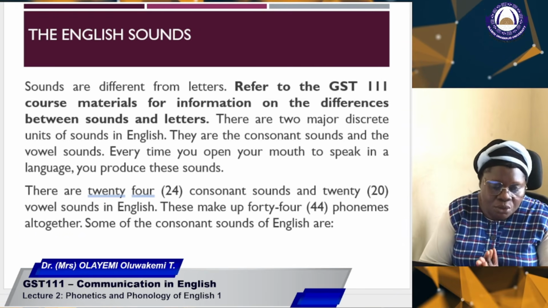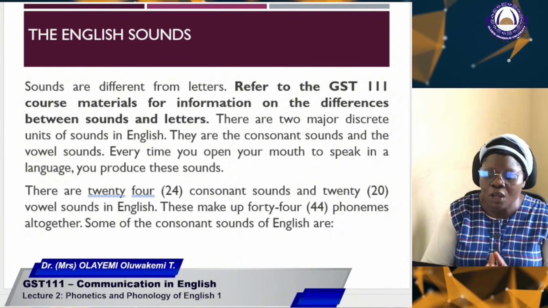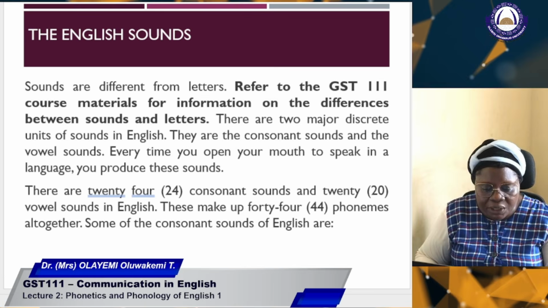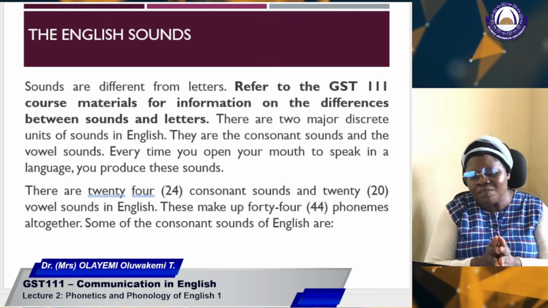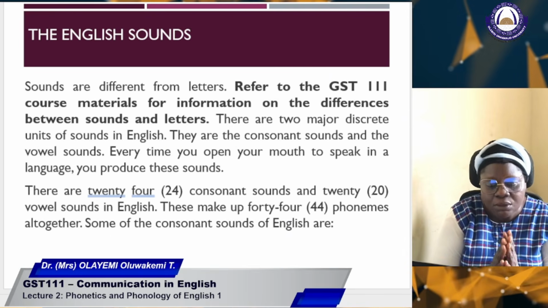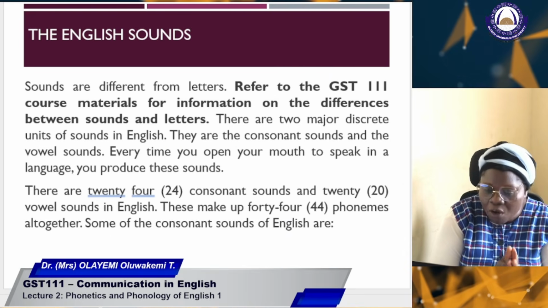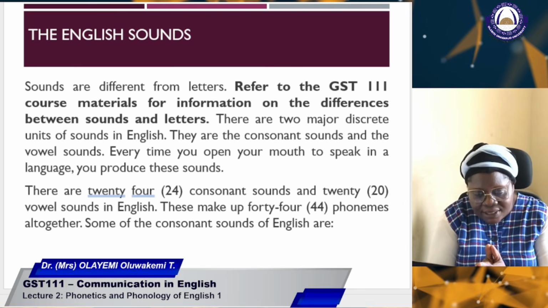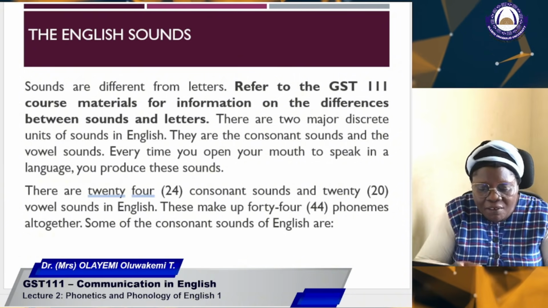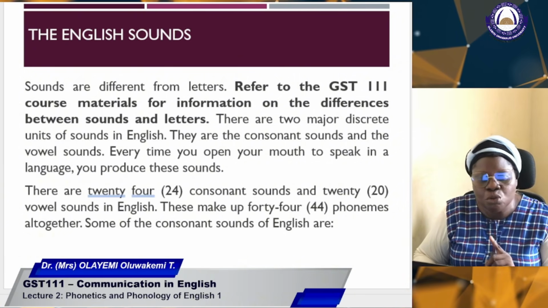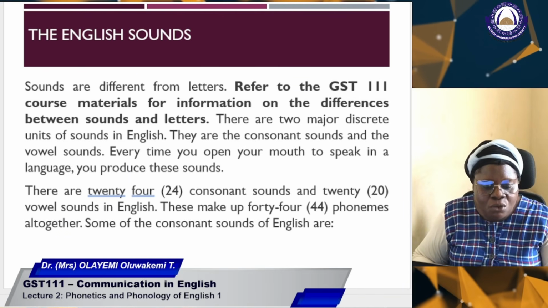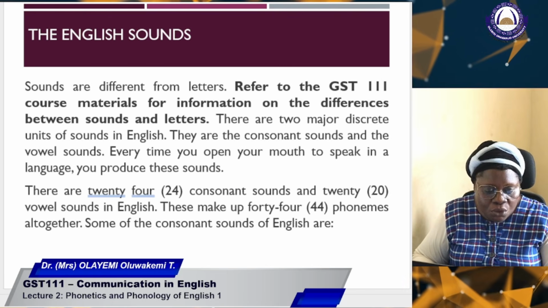So let's come back to the English language. There are 24 consonant sounds of English, and there are 20 vowel sounds of English. And so altogether we have how many? 24 consonant sounds and 20 vowel sounds in English. So how many sounds do we have altogether? We have 44 sounds. Now I want you to note something: sounds are also called phonemes. Sounds are also called what? Phonemes. Please take note of that.